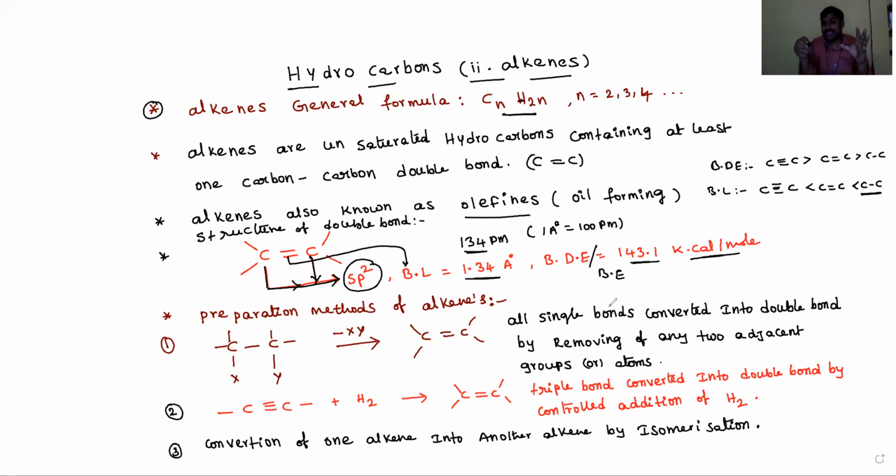Now, hydrocarbons containing at least one double bond are called alkenes. How can we prepare these alkenes? There are three important ways for the preparation of alkenes. Let's see the first general way: you have to take an organic compound in which all carbon atoms have only single bonds.